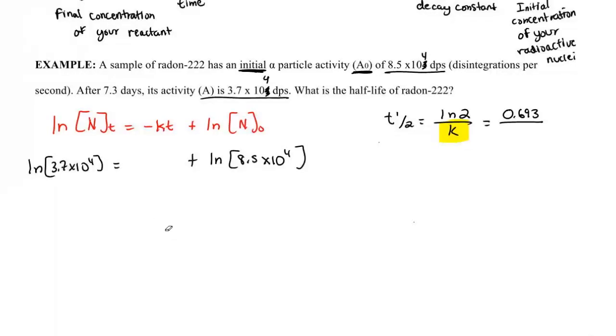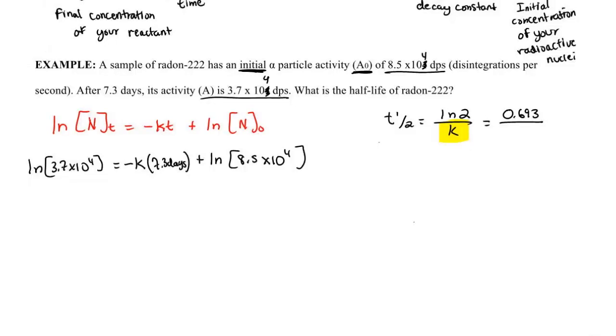Equals, we don't know what k is. That's what we're looking for, so negative k. Time is 7.3 days. Now remember, because your time is in days, that means your k will be in days inverse. They have to agree in terms of time. So if k is in minutes inverse, for example, time has to be in minutes. They have to agree.